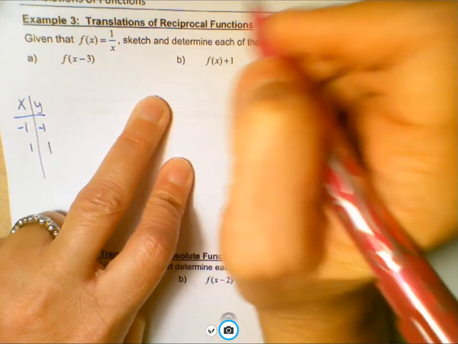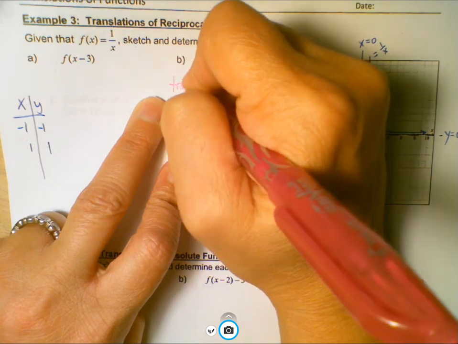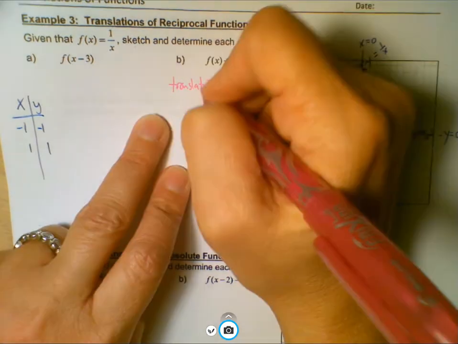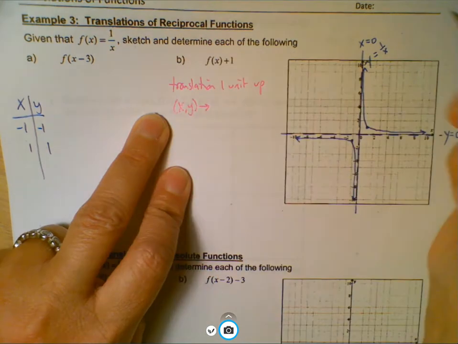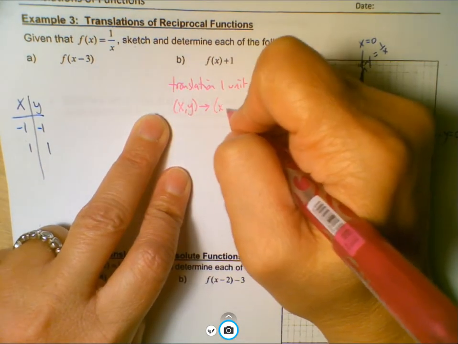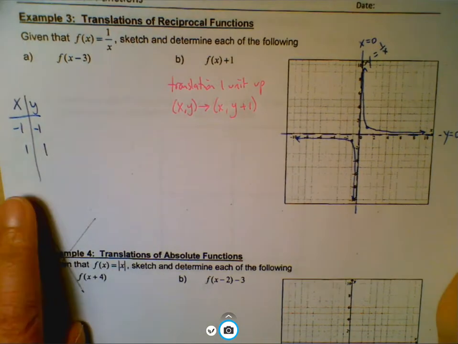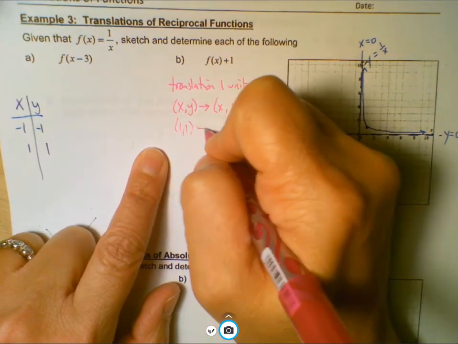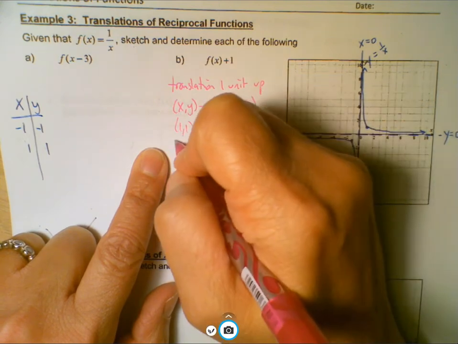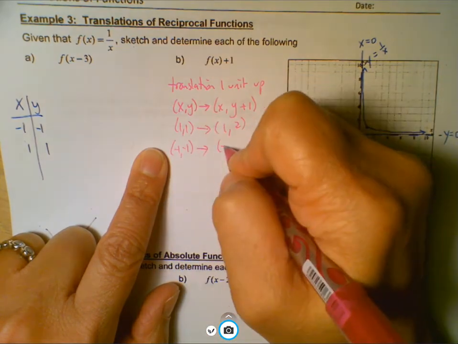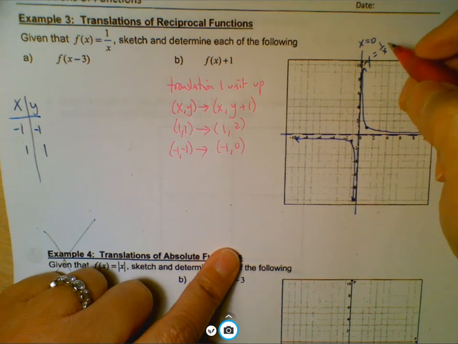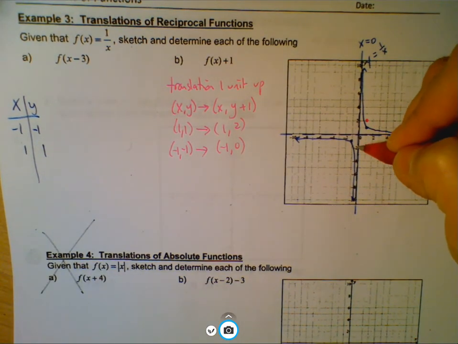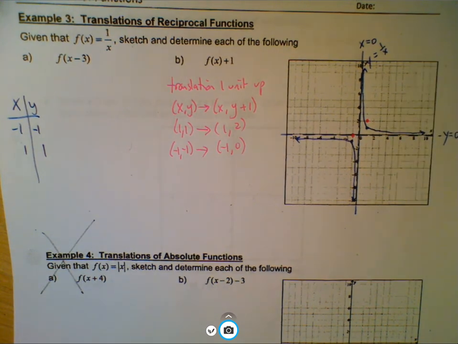So this is a vertical translation. We say translation 1 unit up. The mapping rule looks like (x, y) becomes, so when you're going up, the x's don't change, but the y is +1. We're only using these 2 anchor points. So (1, 1) becomes (1, 2), and (-1, -1) becomes (-1, 0). So I'm going to have a point at (1, 2), and (-1, 0). So these are my 2 points.